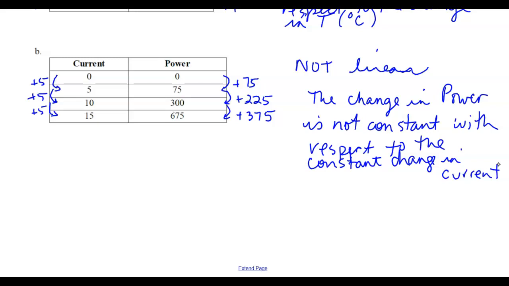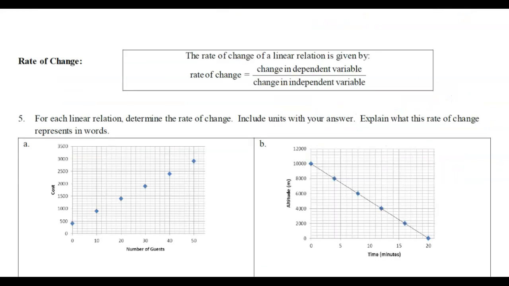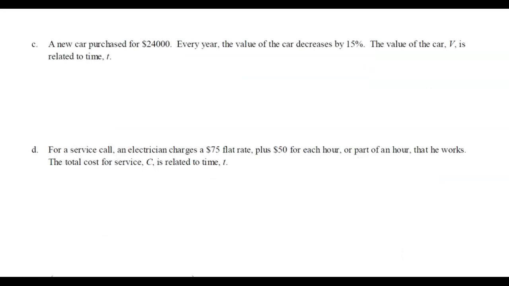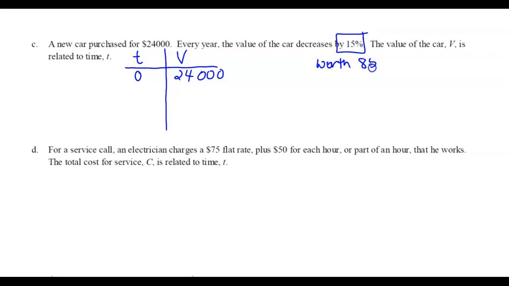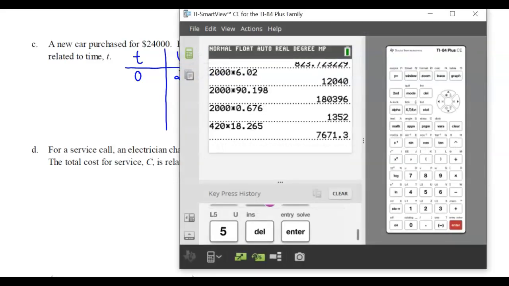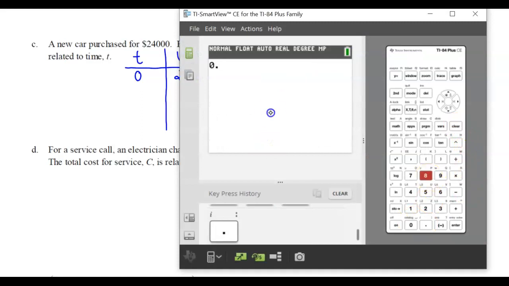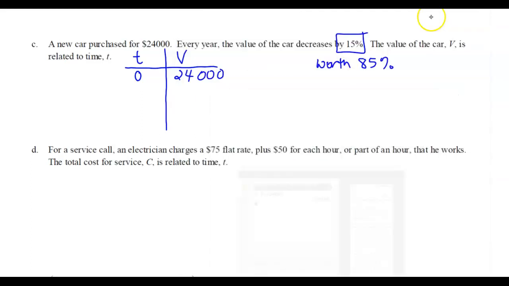So you're taking the percent of each one. You can even draw a table if you need to. So here at time 0, the value is 24,000. Now, if it decreases by 15%, that means it's worth 85% of the previous year. So you get out your calculator, 0.85 times 24,000. It's worth 20,400.